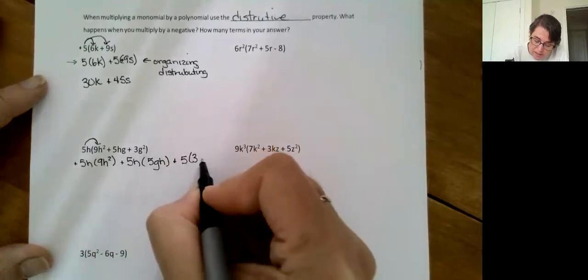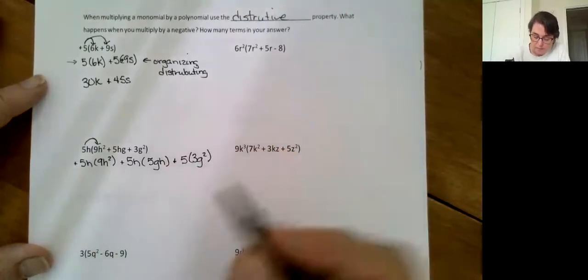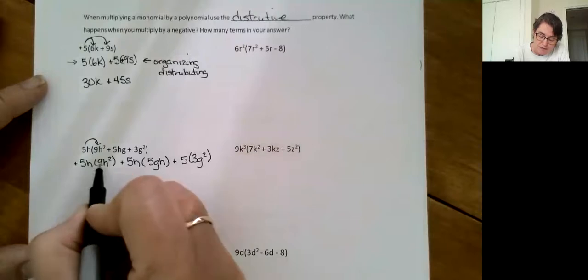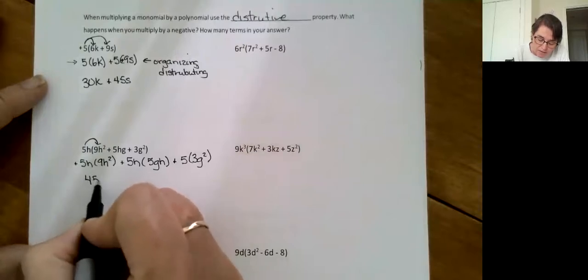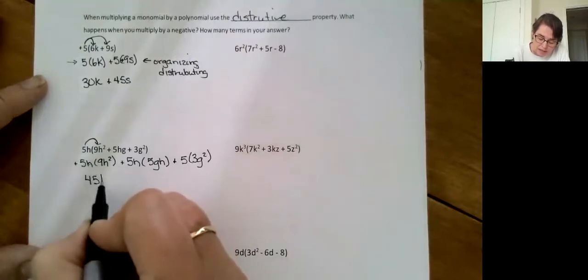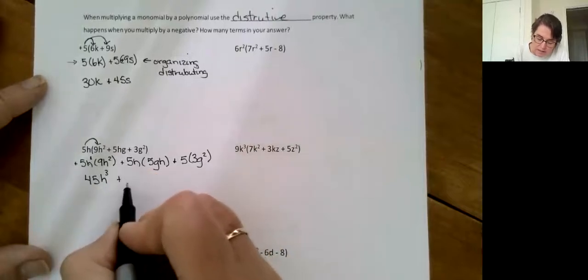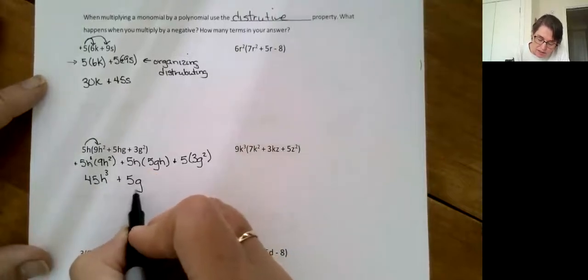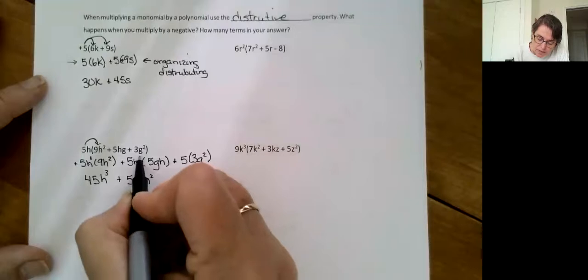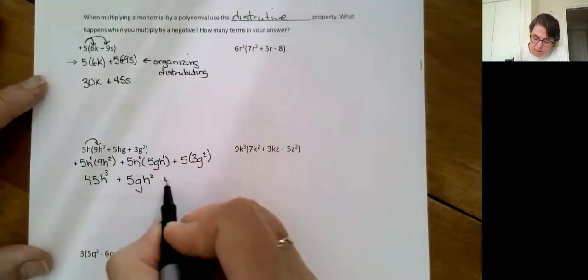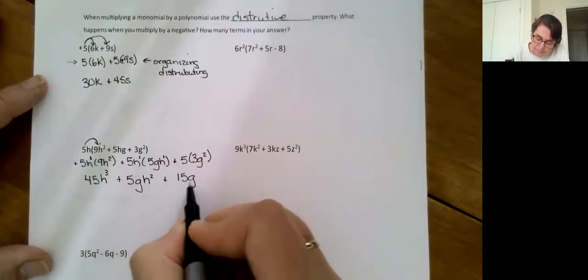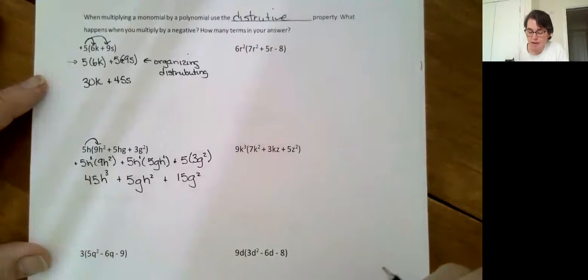Times 3g squared. All right, and multiply through. 5 times 9 is 45. H times h squared is h cubed, right? Because you add your exponents, plus 5gh squared, because there's a 1 there and 1 there, plus 15g squared.